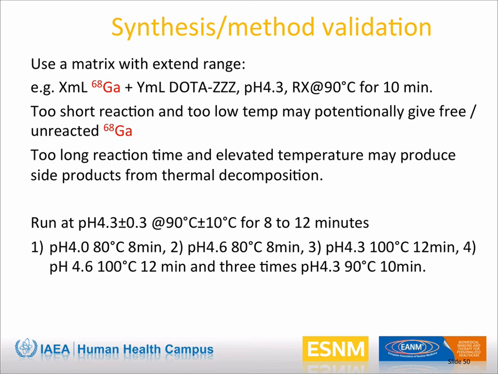So here is just a matrix which starts around pH 4.3 and 90 degrees, and you react from 8 to 12 minutes. So you start at pH 4 at 80 degrees for 8 minutes. You make pH 4.6, 80 degrees, 8 minutes. Then pH 4.3 at 100 degrees for 12 minutes. And for pH 4.6, 100 degrees and 12 minutes. And then finally 3 times pH 4.3 at 90 degrees for 10 minutes. And once you've tried this matrix, you will know which reaction conditions are best suited for your compound.